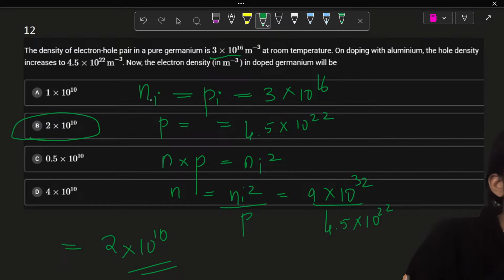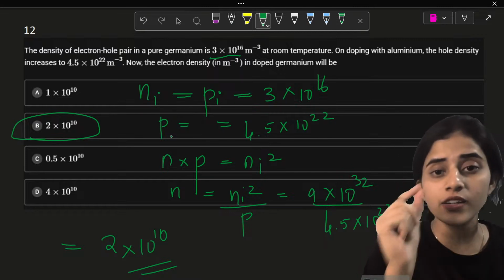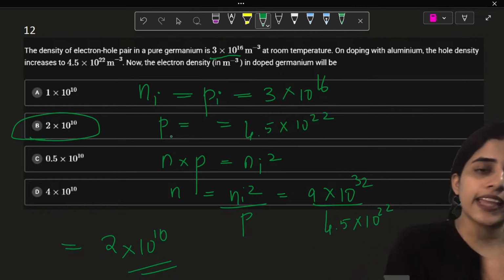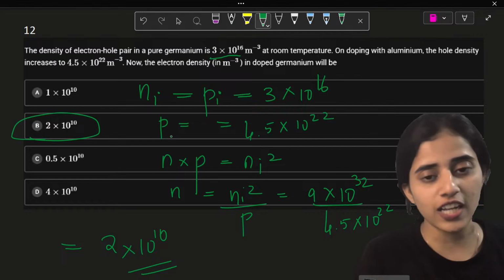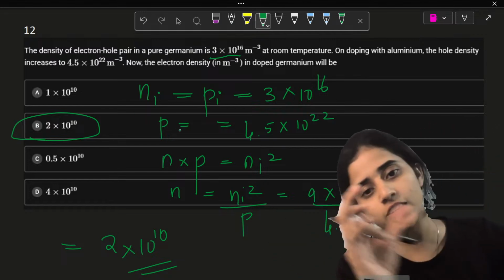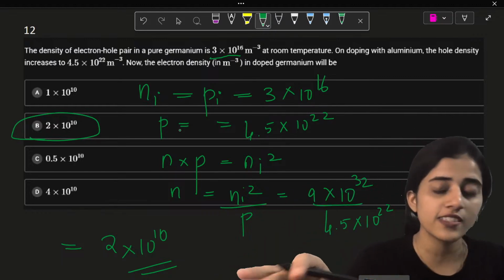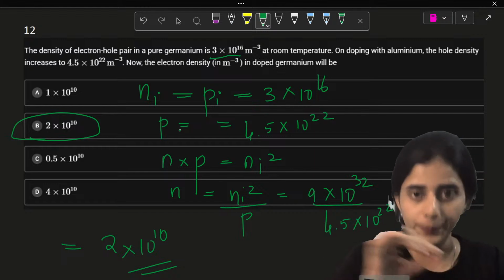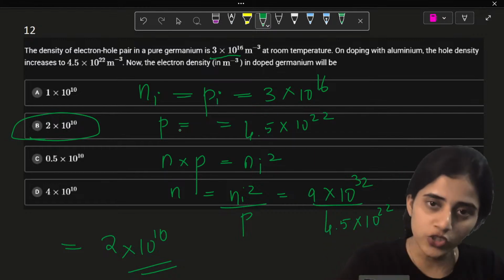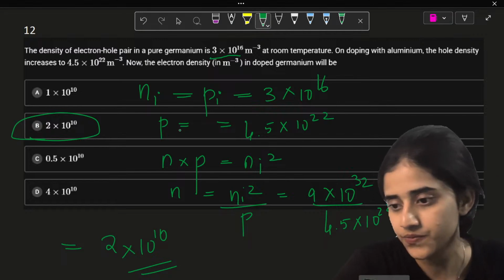So Ni, what does Ni represent here? Ni represents the concentration of electrons and holes in a pure undoped semiconductor. And N and P represent the number of charge carriers in a doped semiconductor. So this ratio has to match. That's how you dope. When you grow up and do physics, when you go to labs, when you dope, you'll make sure you add impurities such that N into P is Ni square.